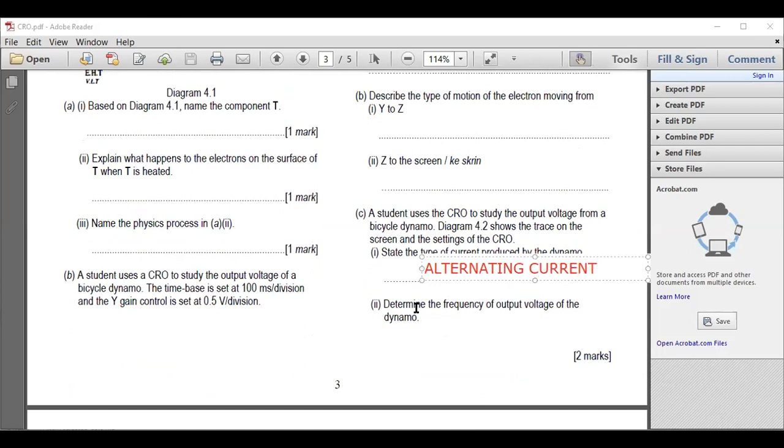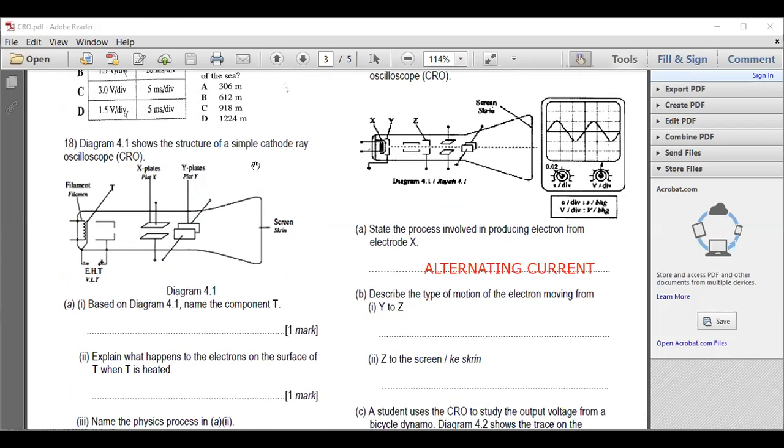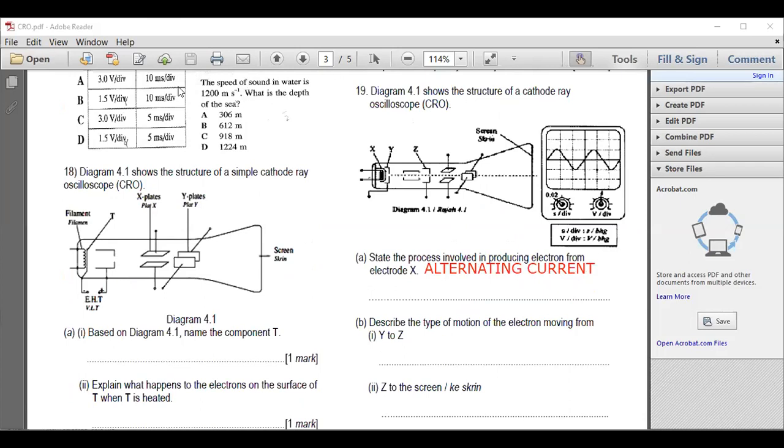Okay. Now determine the frequency of the output voltage. So to find the frequency, first we have to find its period. We want to find the period, the T. Now the T here, if you see, is the time taken to make one wave. One wave means one crest, one trough. This is one wave. So 1, 2, 3, 3 boxes. How much is one box? You refer here to the scale. It is 0.02 second per division. See here, 0.02 second per division. Meaning, one box here is 0.02.